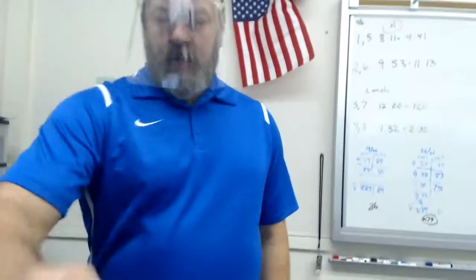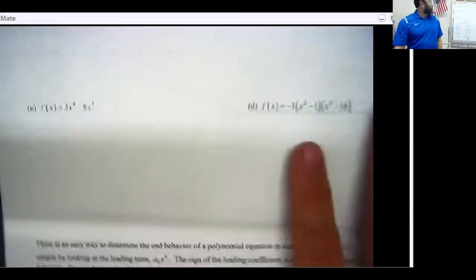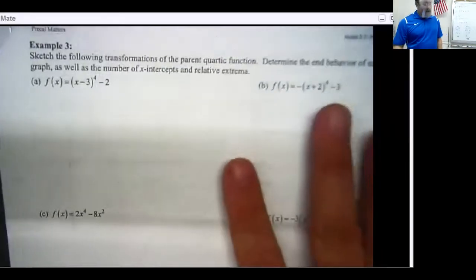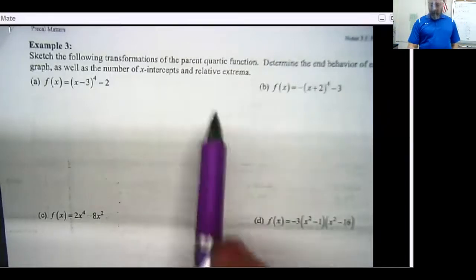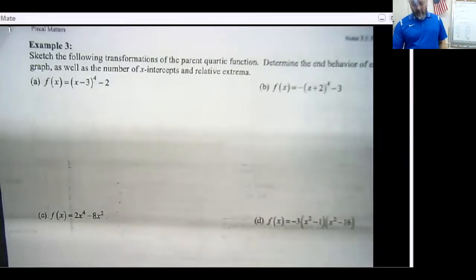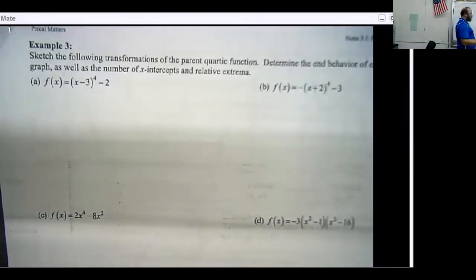So on the notes yesterday, I was going to start off on example 3 here, where it says, let's sketch the transformations of the parent quartic, determine the end behavior of the graph, as well as number the list of intercepts and extrema.